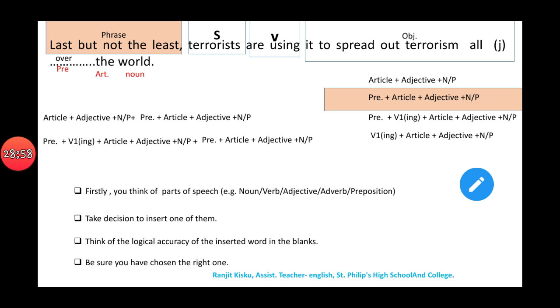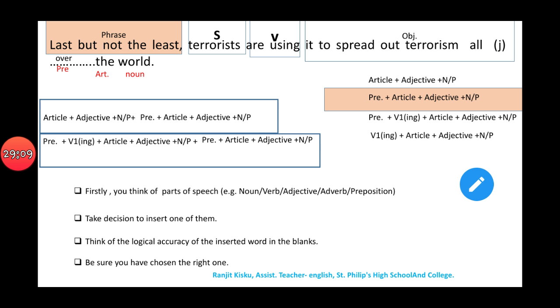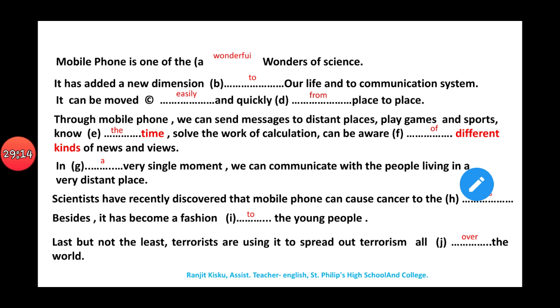Let's see the context. And your phrase structure may be large, and you have to use it in this way: article, adjective. Okay, it may be the phrase structures also. Okay, let's see the context again. Now we got a shape. Mobile phone is one of the wonderful wonders of science. It has added a new dimension to our life and the communication system. It can be moved easily and quickly from place to place.